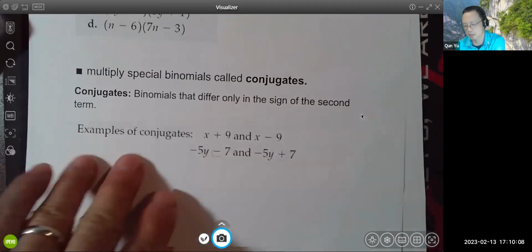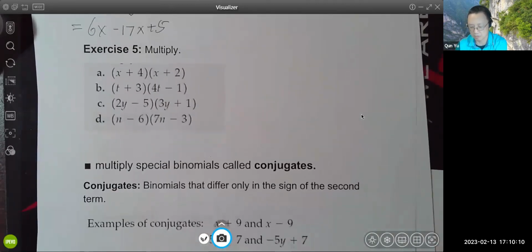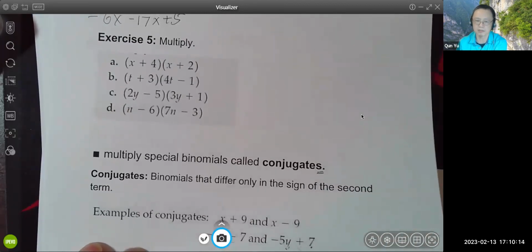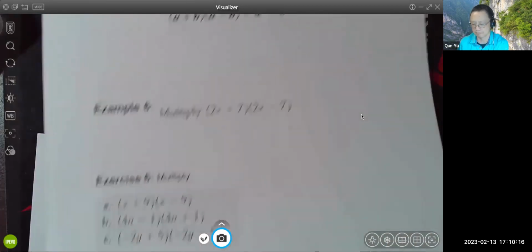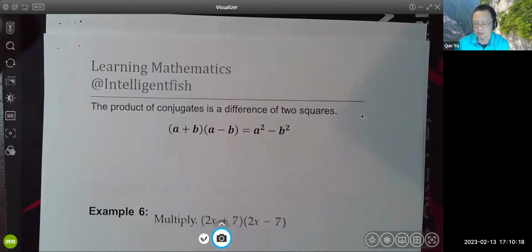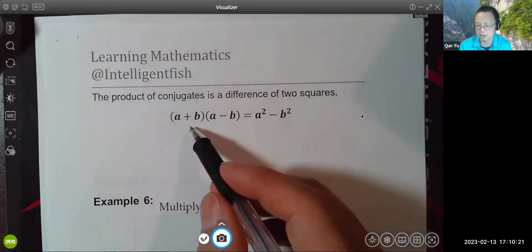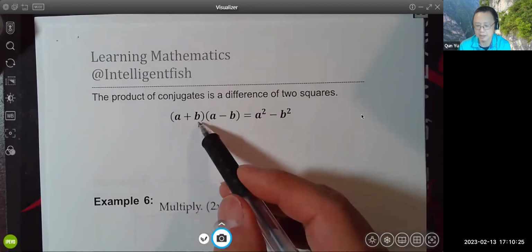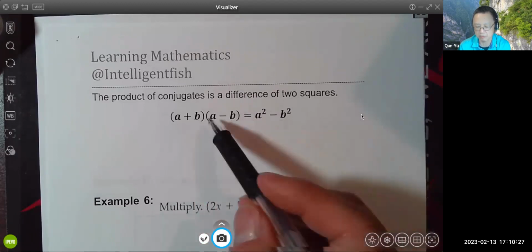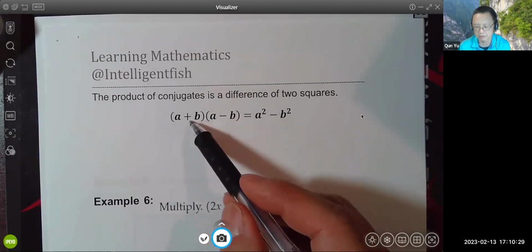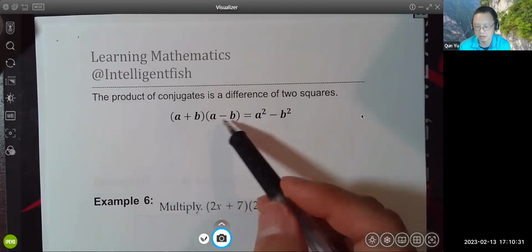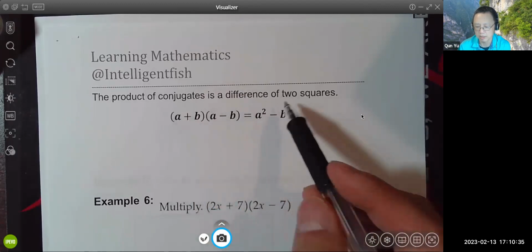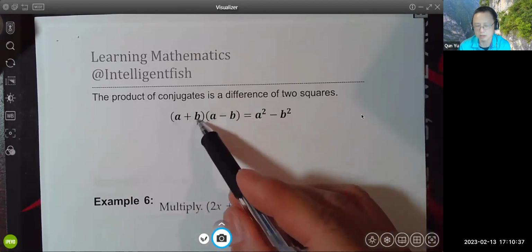Why is this important? Because when you multiply conjugates together, you get a very special structure in the product. So let's look at it. Here is the general format of conjugates. A can represent anything, B can represent anything. The only difference between these two is the sign in front of the second term. So what's the result? The result is the first term squared minus the second term squared.